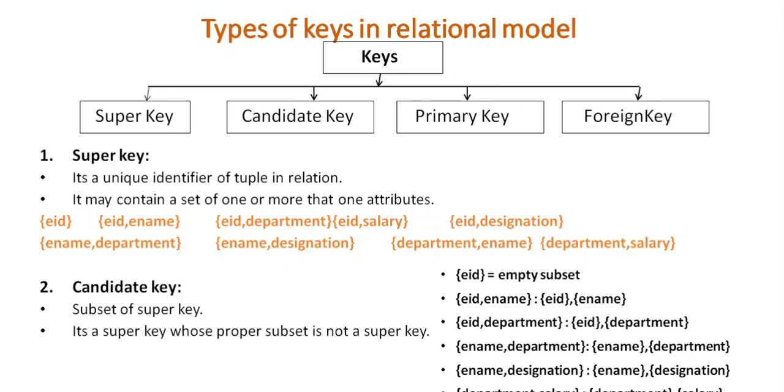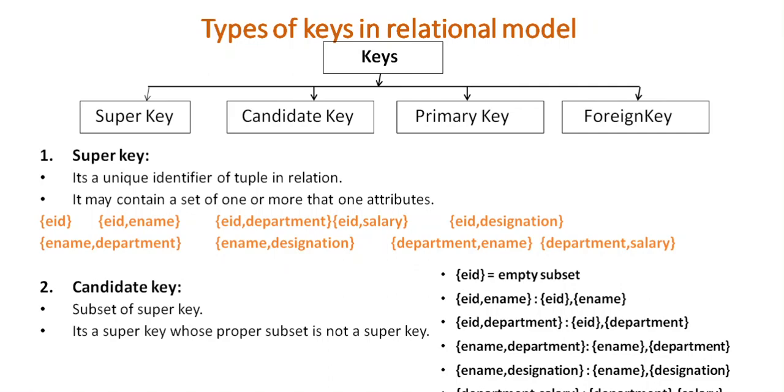If we take employee ID as a key, then for that employee ID there is an empty subset. So employee ID is a candidate key, because its subset is not a super key. Let's take another example, employee ID and employee name. Employee ID and employee name is one combination which is a super key.